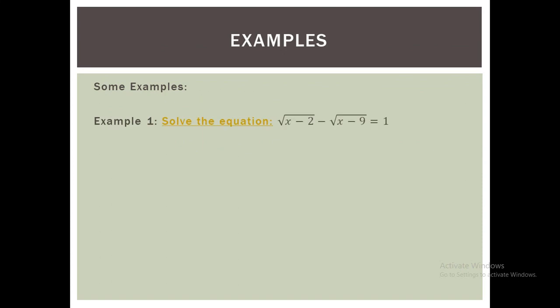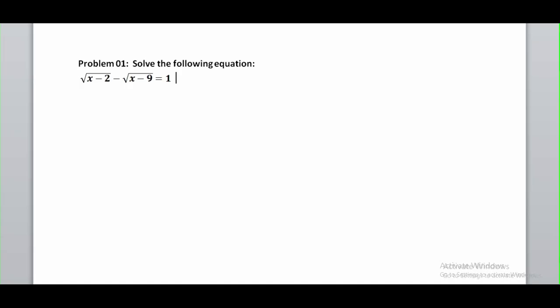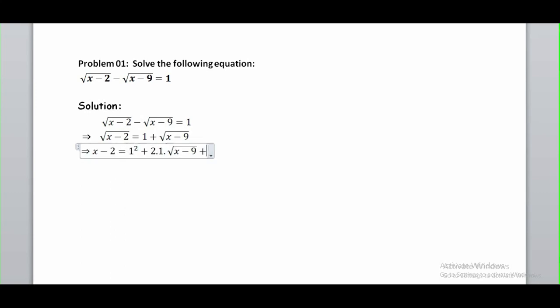Some examples. Example 1. So we will solve this equation. The solution. Now we will take one of the radicals to the right side and we will take the square of both of the sides.